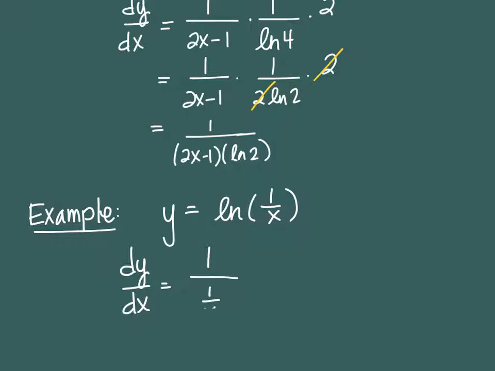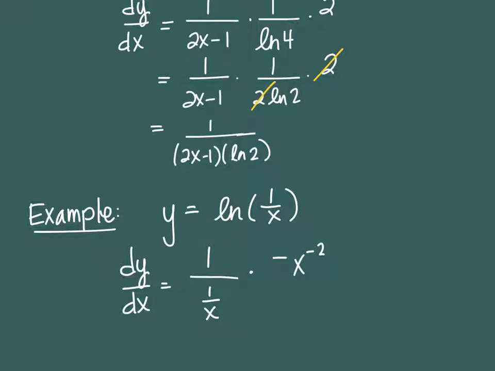All right, very good. 1 over 1 over x times the derivative of 1 over x, which is negative x to the negative 2.